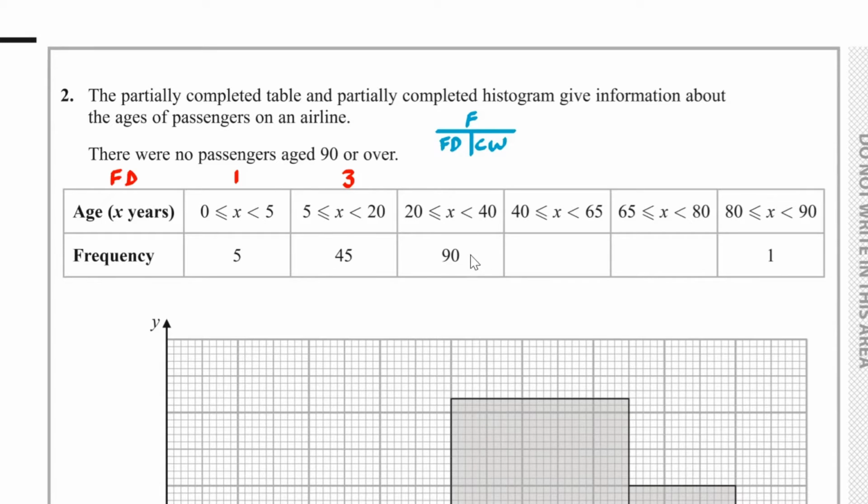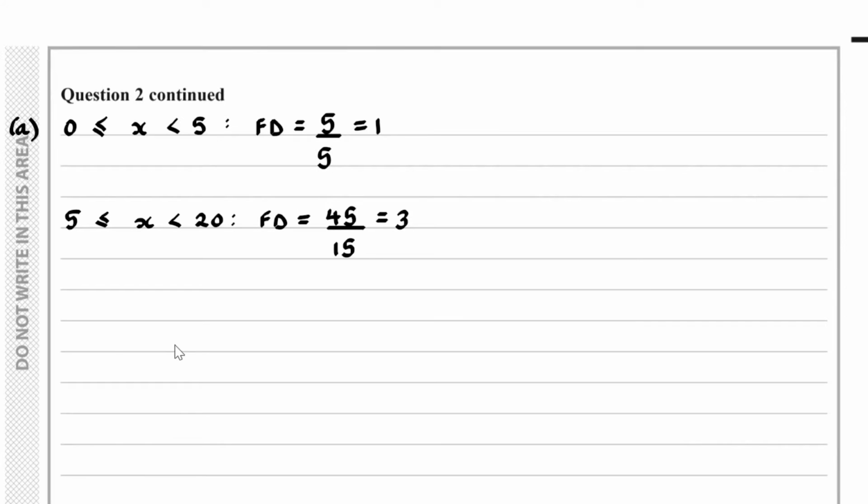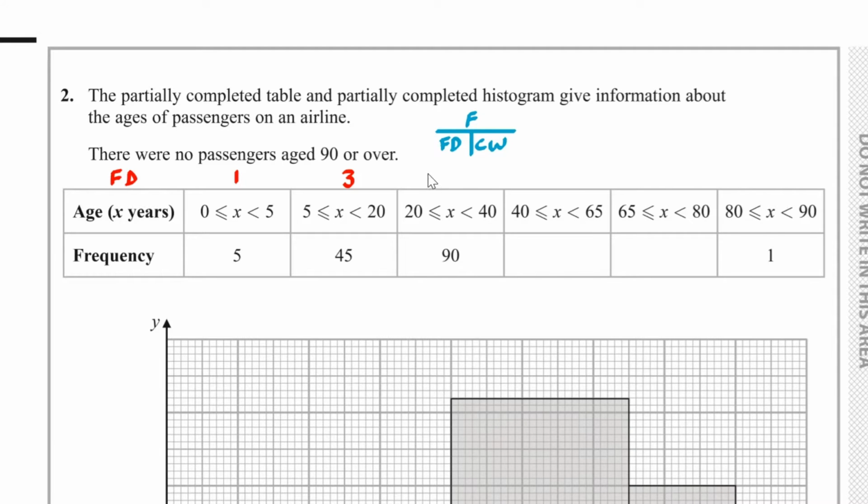For the interval 20 to 40, we've got a frequency of 90, a class width of 20. So with that we can also find the frequency density. From 20 to 40, we've got the frequency density equaling 90 divided by 20, which is 4.5. So we've got a frequency density of 4.5 here.